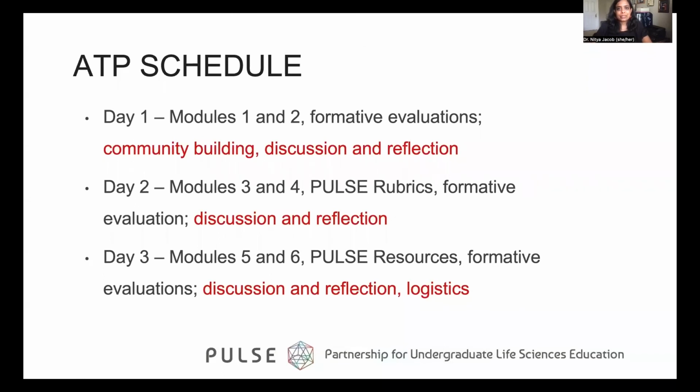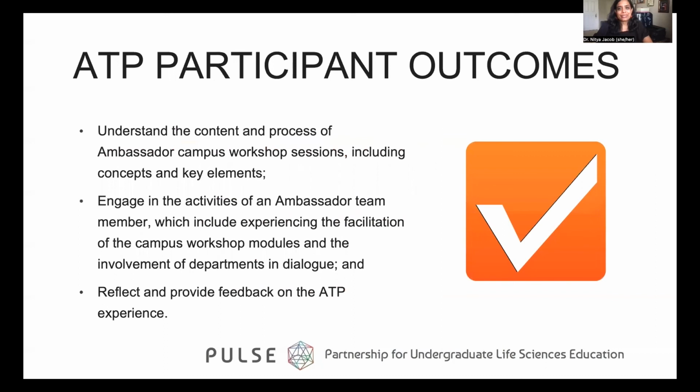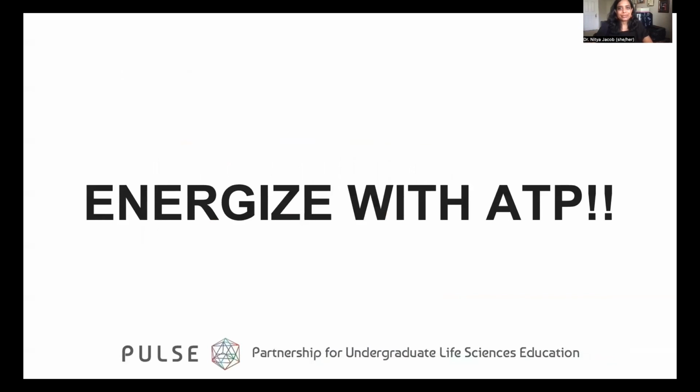Here is a breakdown of the ATP schedule, the details for which you will also have in your training materials. You can see that the modules are broken down over a course of 3 days, and you will have time to experience the module, but also engage in discussion and reflection. We have time for community building, which is very important for us as ambassadors, but also something that we want to be able to convey to the host institution as well. And finally, you will learn all about the logistics that are involved in recruiting a host institution for an Ambassador Campus workshop, how the team is assembled, and how we go from that to actually being ready to facilitate a campus workshop. So here's a reminder of the outcomes that we are hoping you will achieve at the end of this workshop. And we are excited to work with you and energize with the ATP along with you.